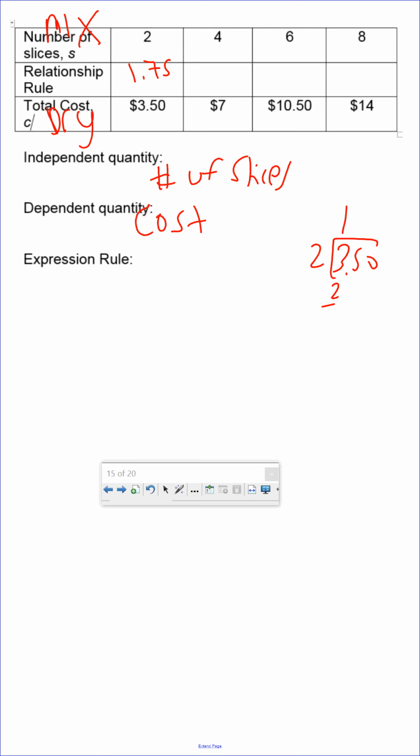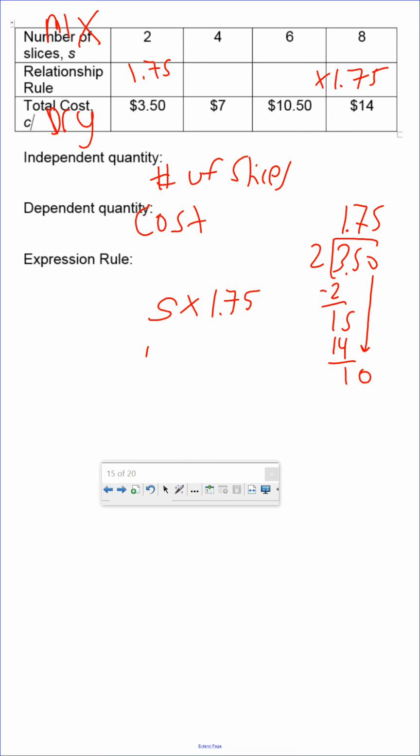Like 2 goes in. Subtracting this, can 2 go in 15? 7 times. Our remainder is 1. Bring down the 0. Can 2 go in 10? 5 times. So the relationship is multiplicative. So if we know the number of slices, we multiply it by $1.75, and we'll know the total cost. That's one way to write the expression. You can write it as 1.75 times the number of slices, $1.75 per slice. So this is our algebraic representation.